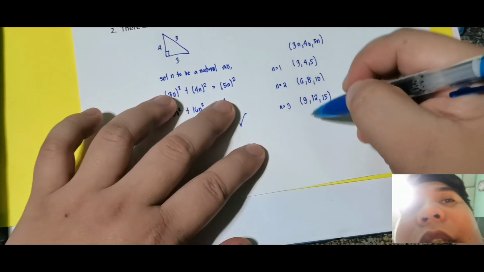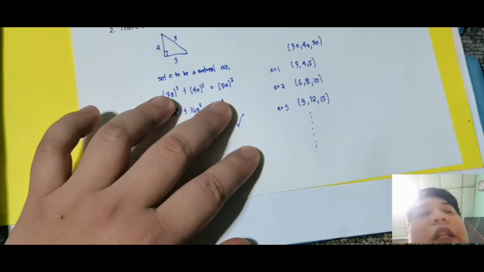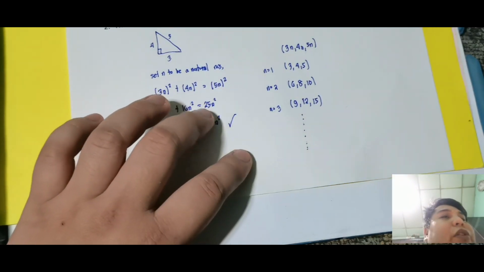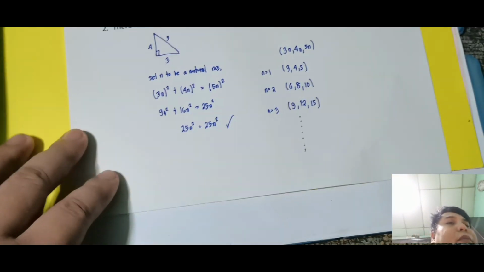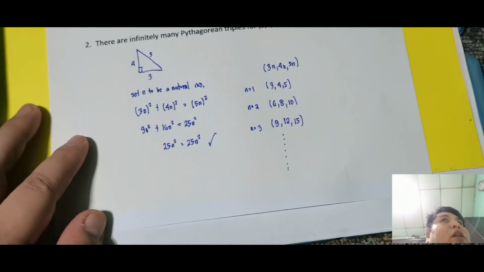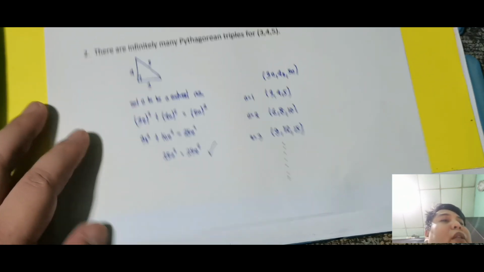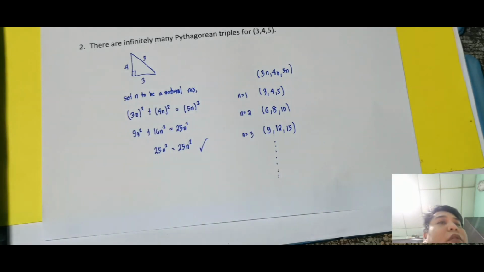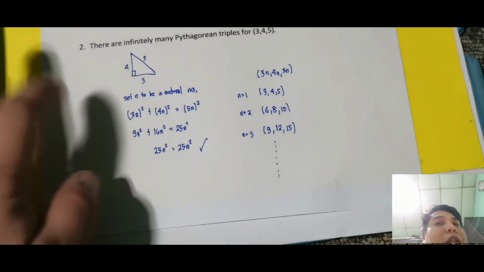So, ibig sabihin, for any value of n that is a positive natural number or positive integer, meron mag-e-exist na Pythagorean triple. Kunyari, nagpahanap ako sa'yo ng, can you give me 10 Pythagorean triples? Pwede ito na gamitin mo. So, for n is equal to 7, 8, 9, 10, something, or blah, blah, blah, makakahanap ka. Sure ka na Pythagorean triples yun by this example.